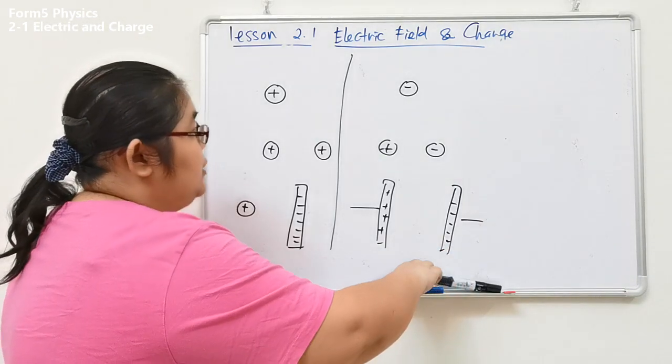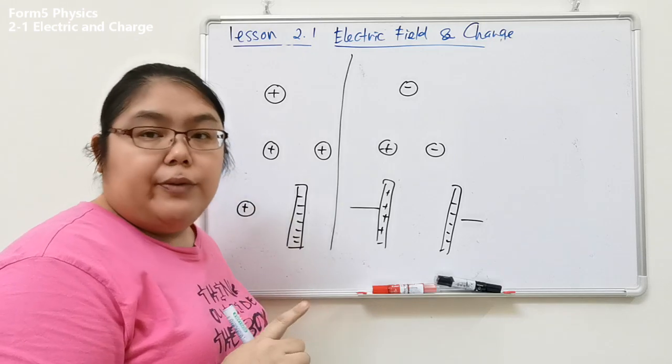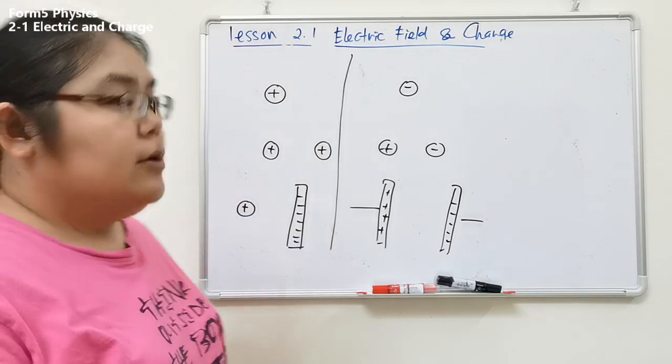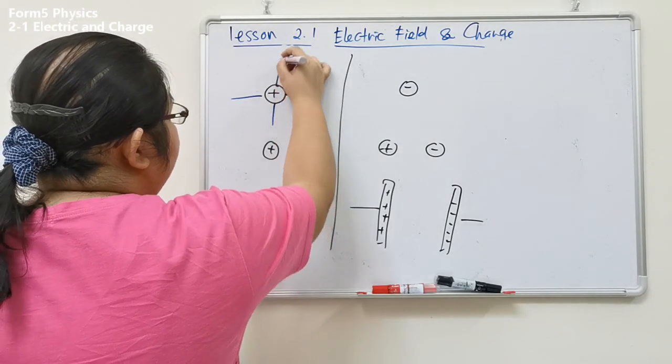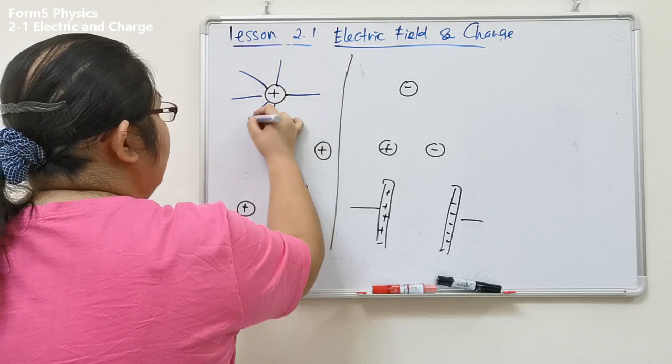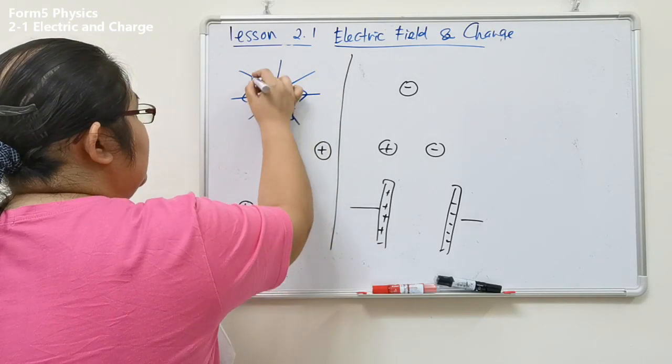Okay, for the first one, remember again the arrow: from the positive they will go out, for the negative they will go in. So from here we start, we draw the four important lines. Okay, after that you go and add more. So this one is a positive charge, all the field lines.